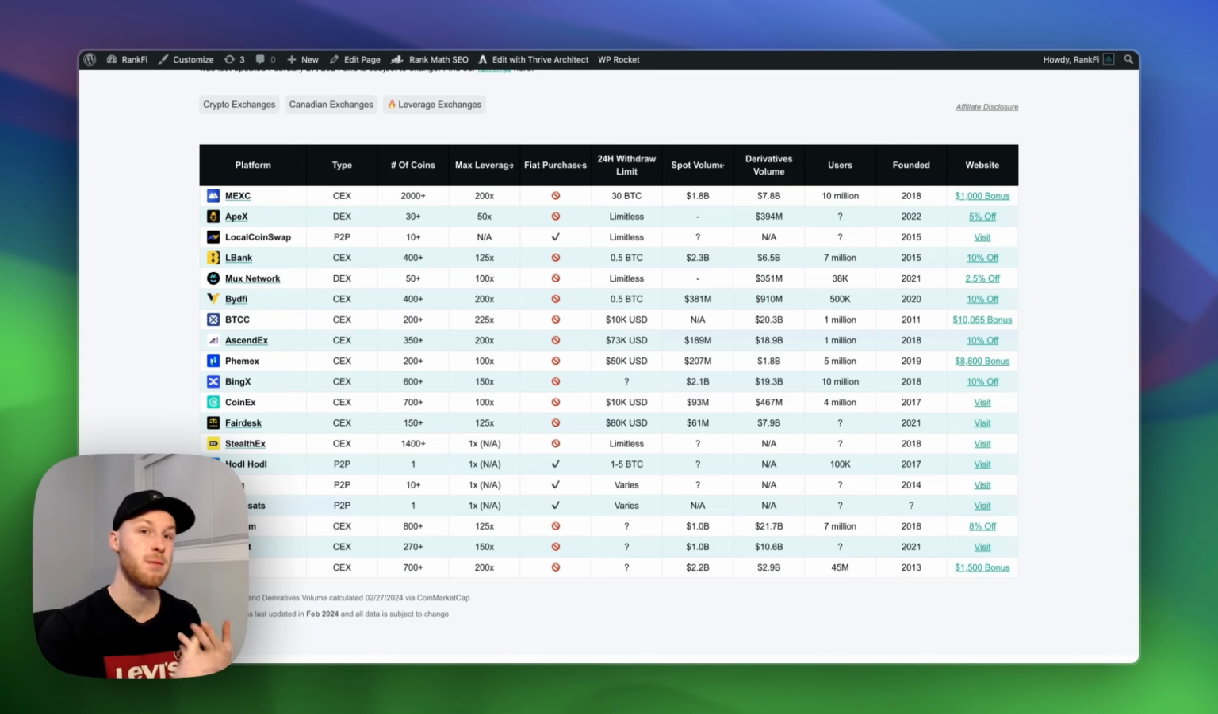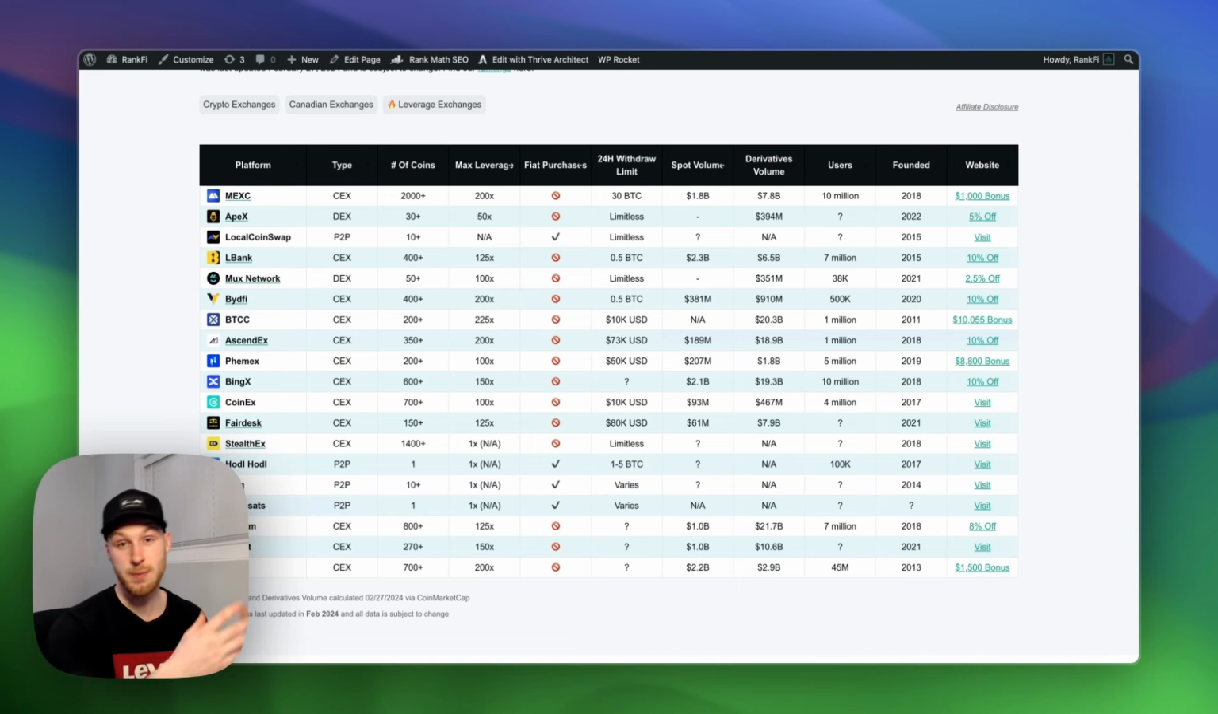Number four, some platforms still restrict certain countries. Unfortunately, the USA is commonly restricted. You can still sign up anyways, but just be cautious and never hold all your funds on one exchange. I personally like to diversify. I've never had an issue, but worst case scenario, your funds could get frozen or locked. So do that at your own risk.